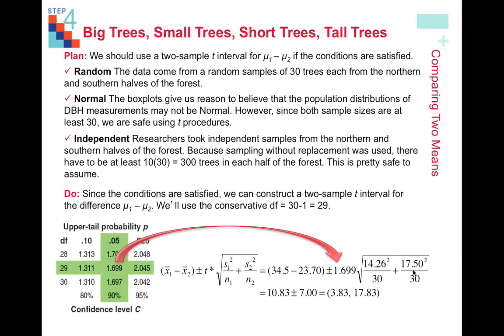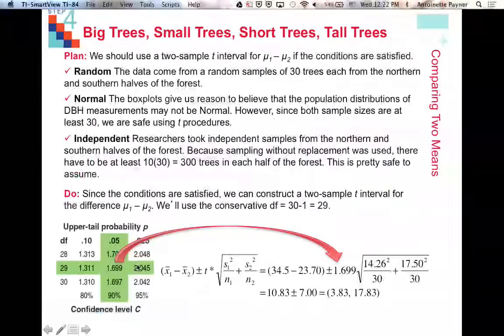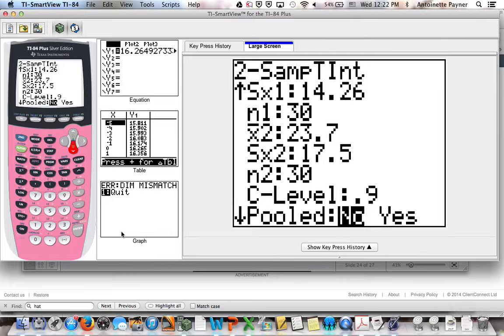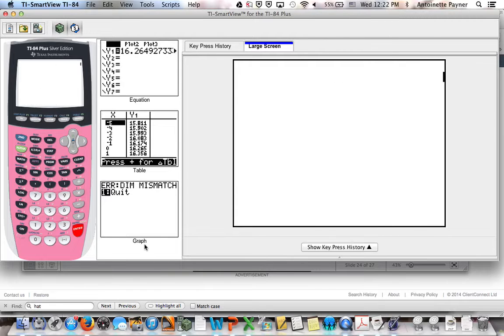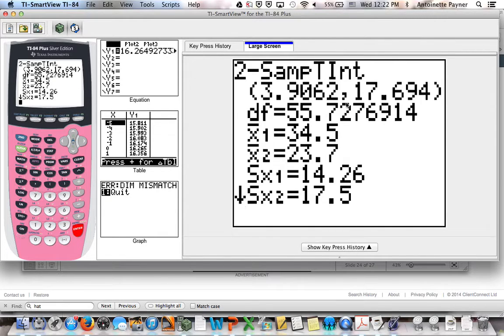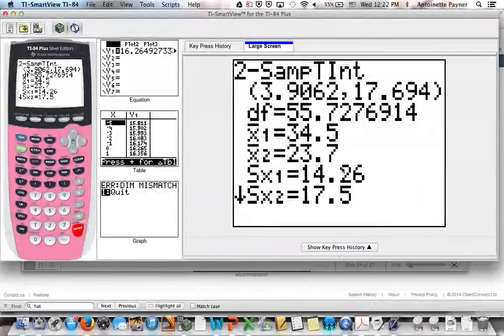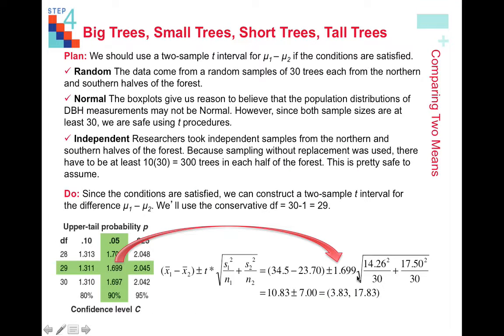The confidence level is, we're doing 95%, or no, we're doing 90%. Pooled, always say no for pooled, and we're going to hit calculate. And there's my interval. Now I'm going to get a slightly more accurate interval than they did, because if you look here, I'm using the degrees of freedom from the calculator. The degrees of freedom from the calculator are going to be different than using that conservative method.